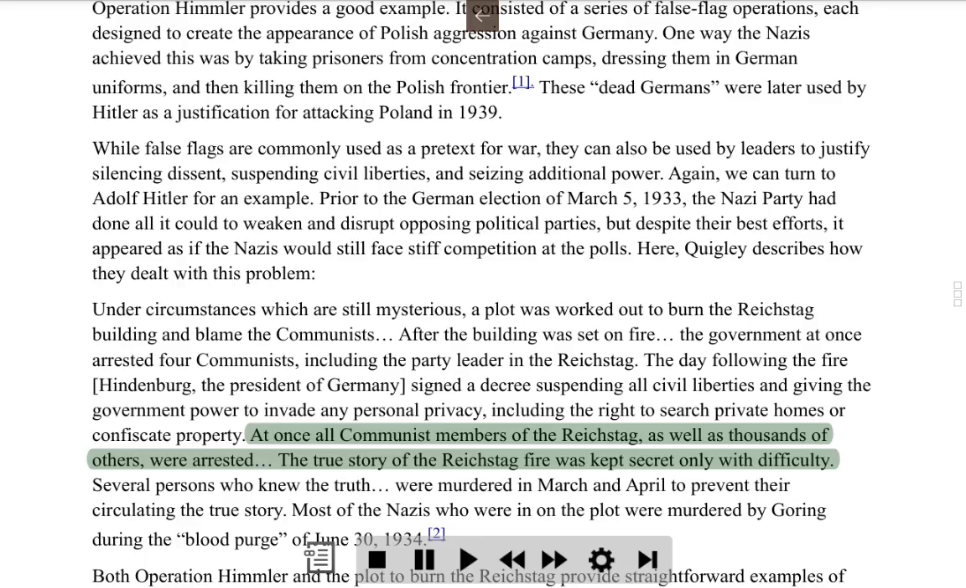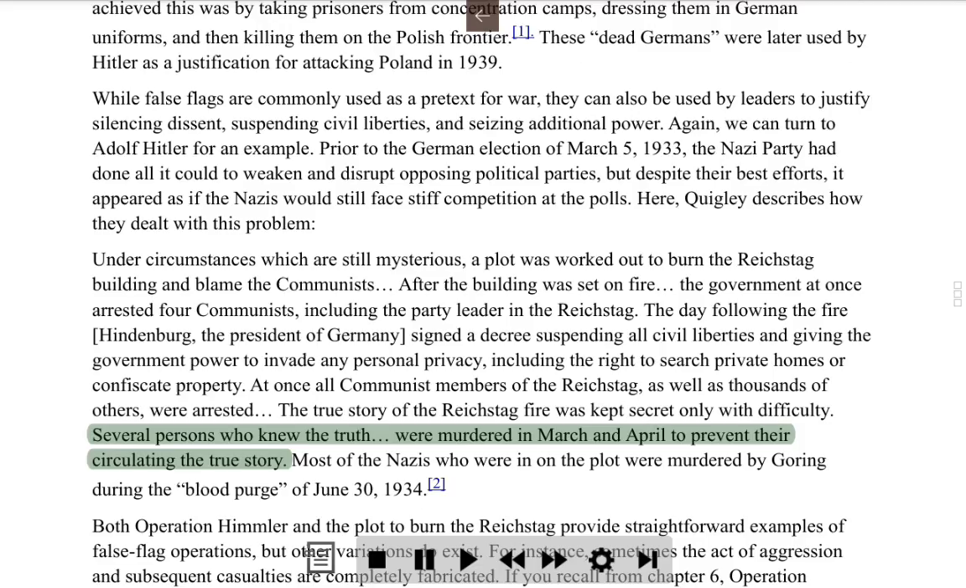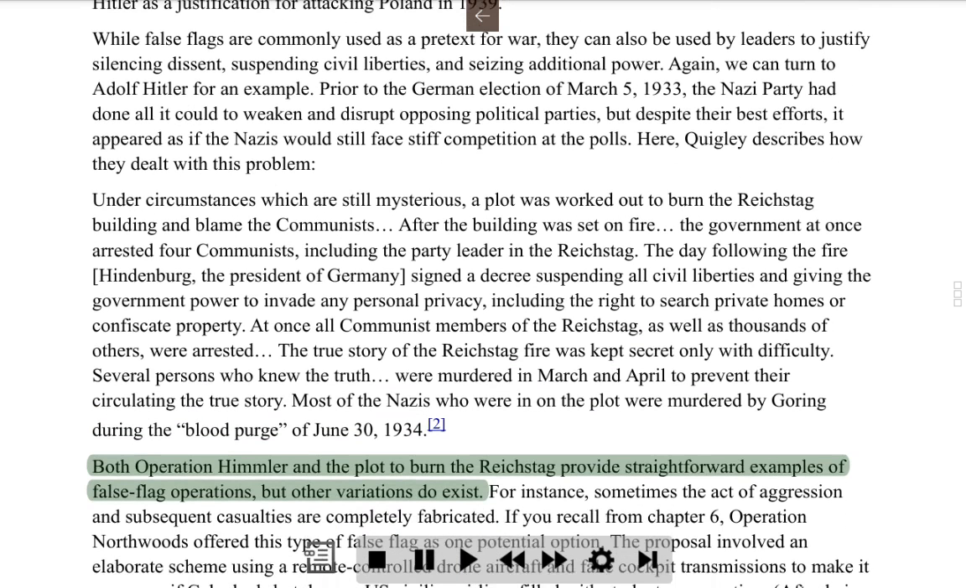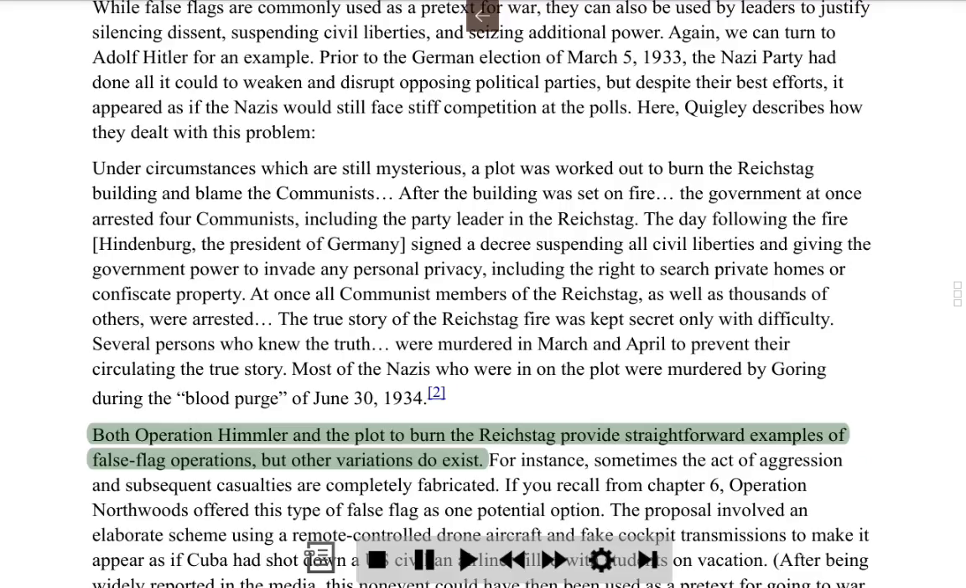The true story of the Reichstag fire was kept secret only with difficulty. Several persons who knew the truth were murdered in March and April to prevent their circulating the true story. Most of the Nazis who were in on the plot were murdered by Göring, during the blood purge of June 30, 1934, too. Both Operation Himmler and the plot to burn the Reichstag provide straightforward examples of false flag operations. But other variations do exist.